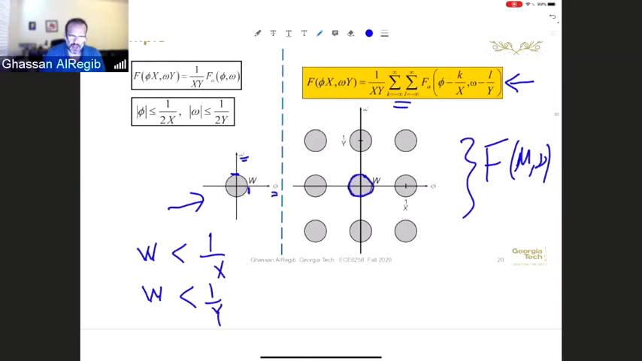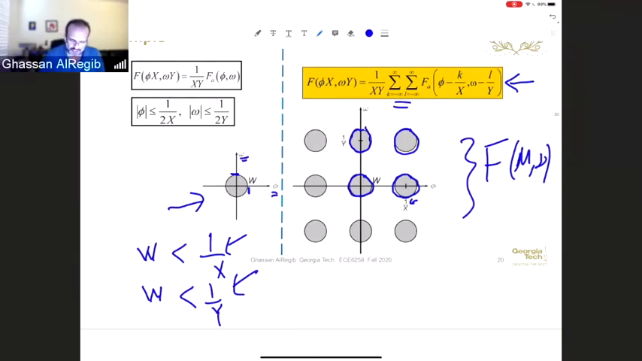Now, if these conditions are satisfied, for the next repetition, if I go to k equal to 1 and l equal to 0, then I'm at this copy, and the shift will be 1 over x, which I have here. And the next one, when k equal to 0 and l equal to 1, I'm shifting up, so I have this copy here, which is 1 over y. If k is equal to 1 and l equal to 1, then I'm at this copy here, and I'll keep doing that. So that's basically how the spectrum of our digital signal looks.